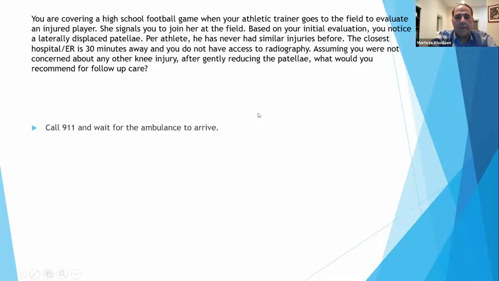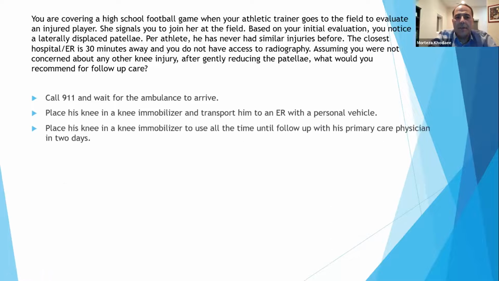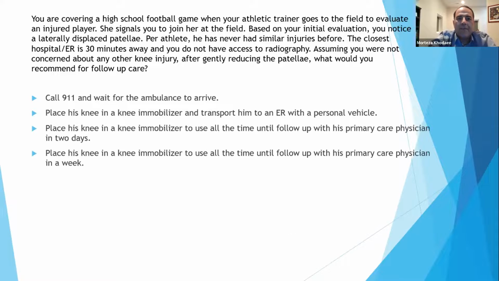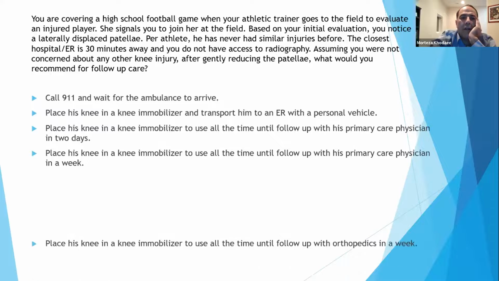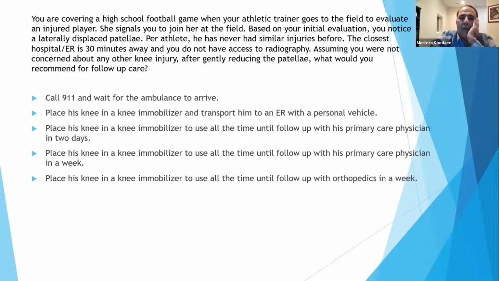Okay, so these are the options. You can call 911 and wait for the ambulance to arrive. You can place his knee in a knee immobilizer and transport him to an ER with a personal vehicle. You can place him in a knee immobilizer and just follow up with a primary care physician in 2 days, or follow up with a primary care physician in a week, or just send to ortho.